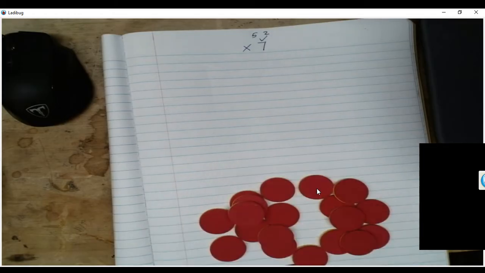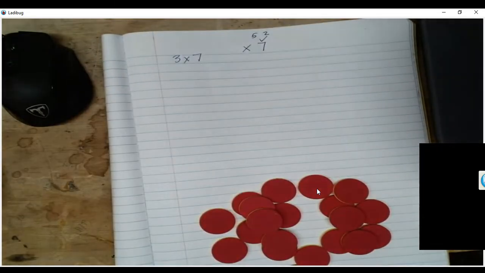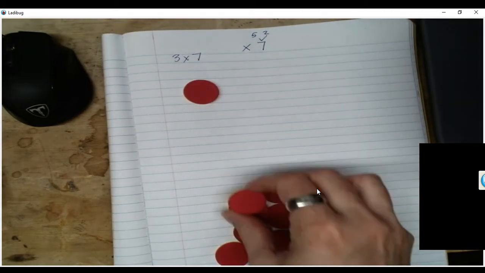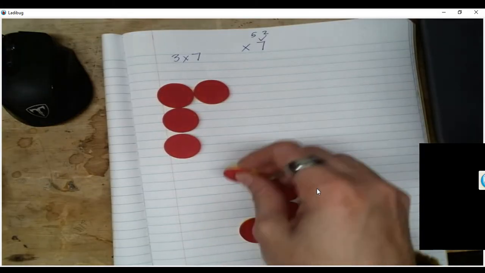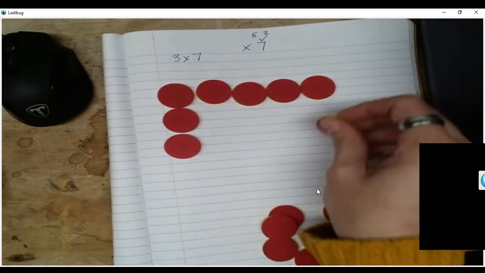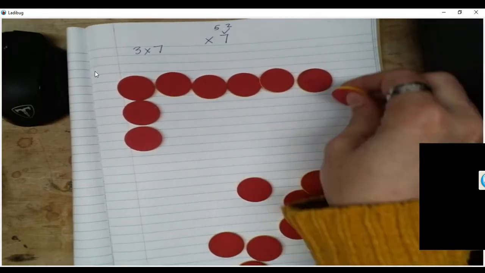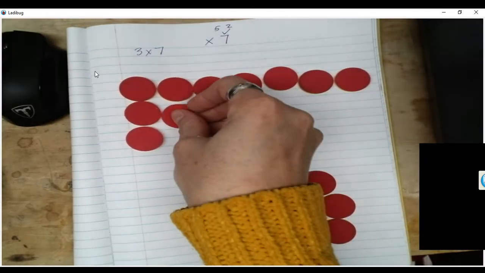So I brought out a few of our dots. It's going to work on 3 times 7. So I know that that is 3 groups of 7. So if we just start placing out our counters, going our 3 and then going into our groups of 7, 6, and scoot my paper over a little bit, 7. So we have one row of 7.